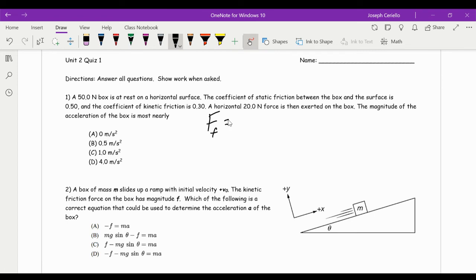The force of static friction is equal to the coefficient of static friction times the normal force. Okay, the force of static friction is always equal to the applied force until this threshold is met, and then the force of friction turns into the force of kinetic friction. So this is how much force we have to overcome. Our coefficient of static friction is 0.5, and our normal force would be equal to the weight here, and we get 25 newtons. If 20 newtons is being applied, this object does not move.